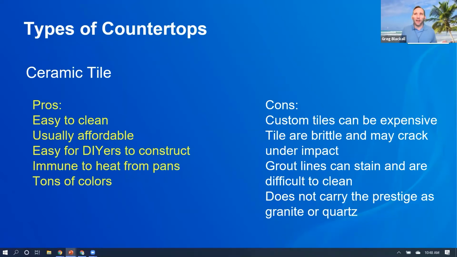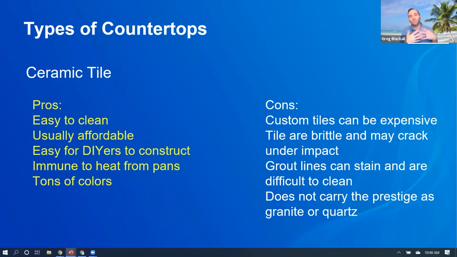Now, ceramic tile. This is one that runs its phase for a while, and then it phases out, and then it comes back, and then it goes out again. Ceramic tile is very easy to clean. It's usually pretty affordable. It's easy for DIYers to construct. It's immune to heat from pans, and it comes in tons of colors and patterns.